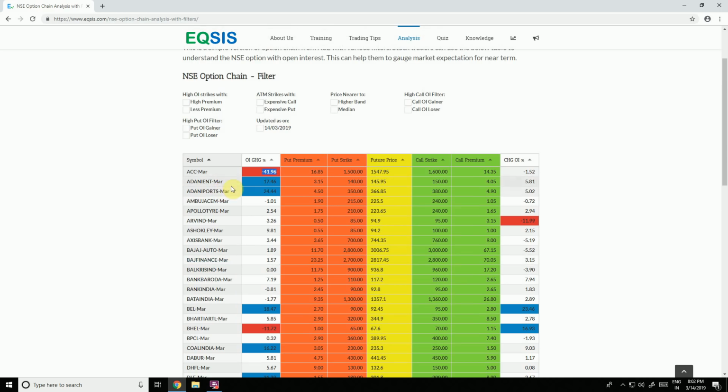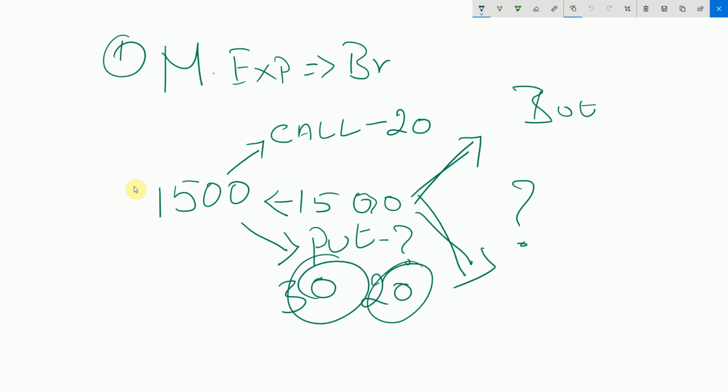So in what way is it actually interesting? Let me first explain a few things. Let's say a stock is trading around 1,500. The most difficult challenge is, is it going to go up or down? That's what we wanted to know.